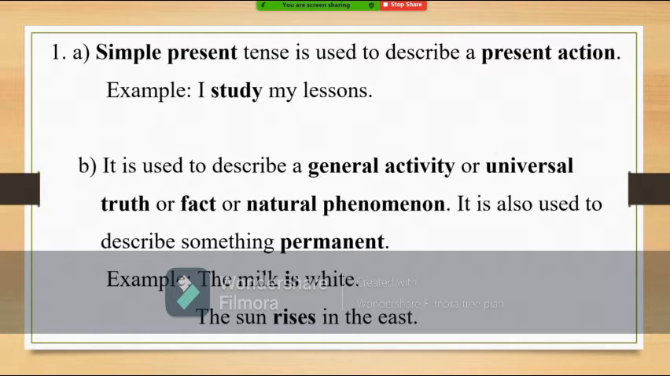It is also used to describe something permanent. The milk is white. It will be always white. So it is something permanent that cannot be changed. For them also, we have to use simple present tense.